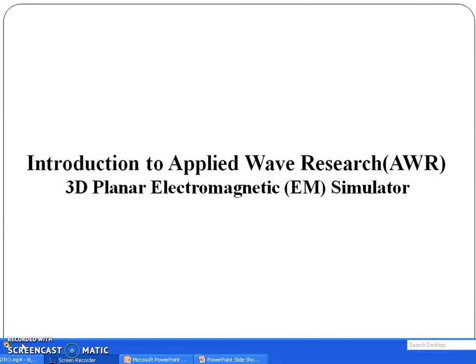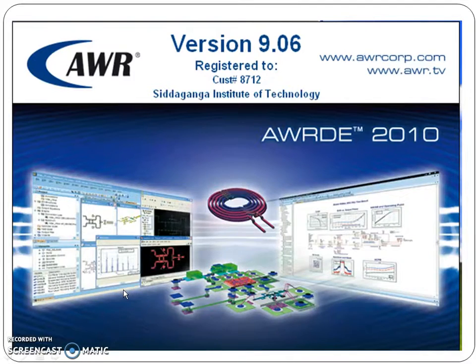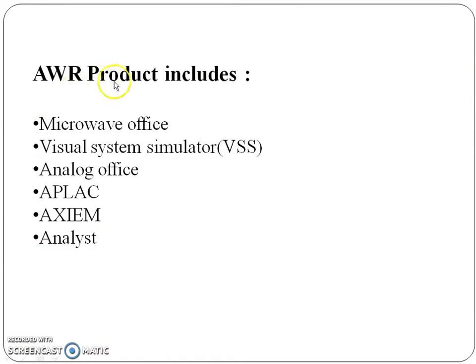Hello everyone. This is the introduction to Applied Wave Research AWR, where we are going to draw the 3D planar electromagnetic structures. So we have got different products in AWR, which includes the Microwave Office, Visual System Simulator, Analog Optics, AP-LAC, Axiom, and Analyst. So in our laboratory, we are going to make use of Axiom.